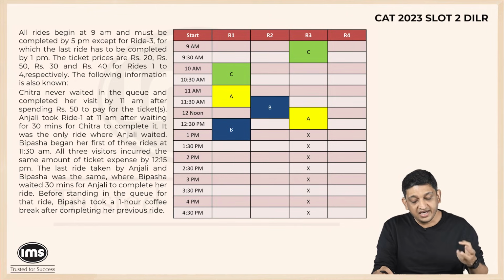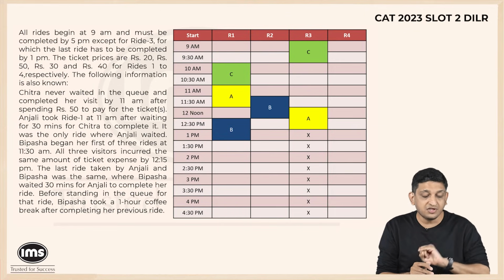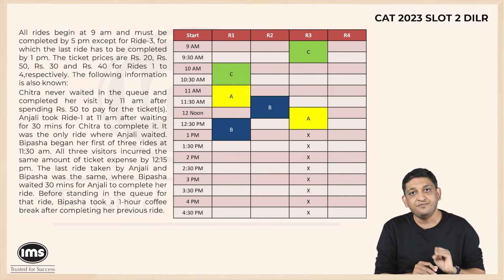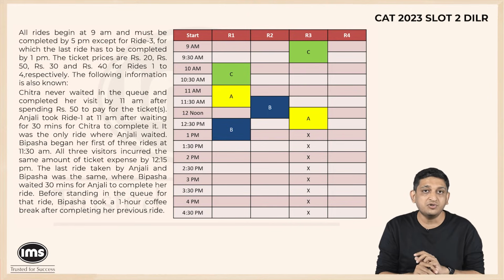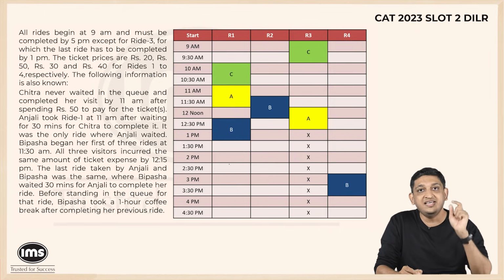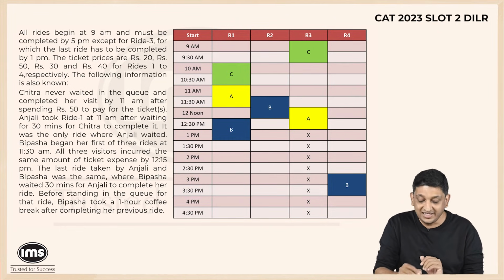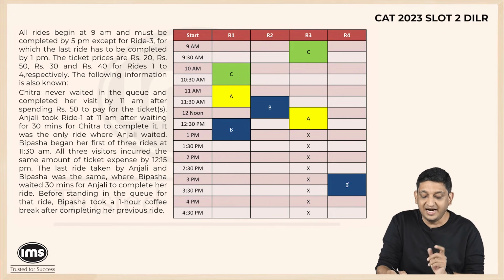Now, after Bipasha has gone for her second ride, ride 1, then what will happen? Bipasha has to take a 1 hour coffee break and then she has to wait for 30 more minutes for Anjali to come out before she jumps onto ride 4. How is that possible? Bipasha will have to wait for 3 gaps. As I mentioned earlier, each block is 30 minutes. And that's why Bipasha enters the last ride at 3 p.m.